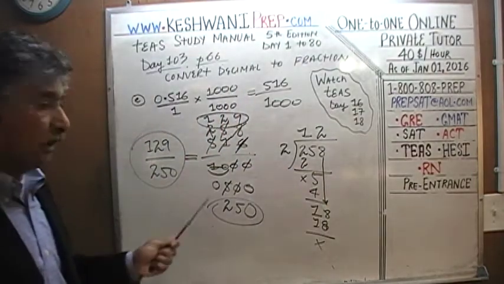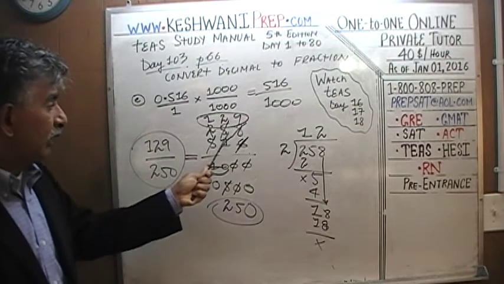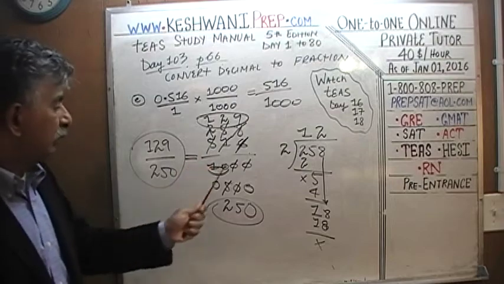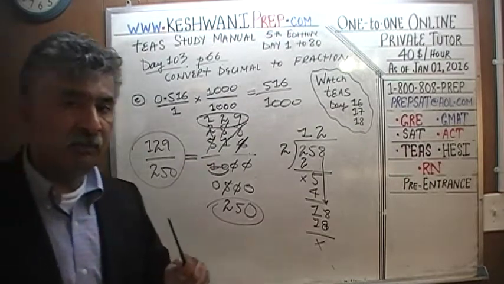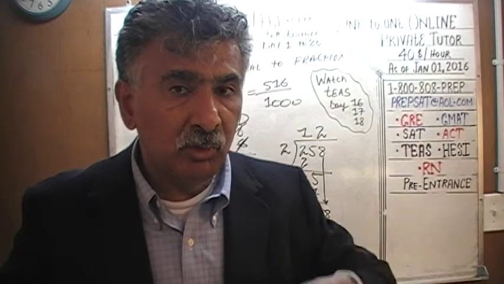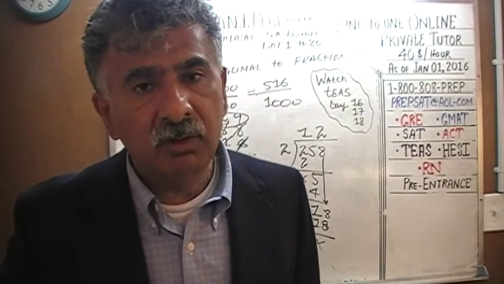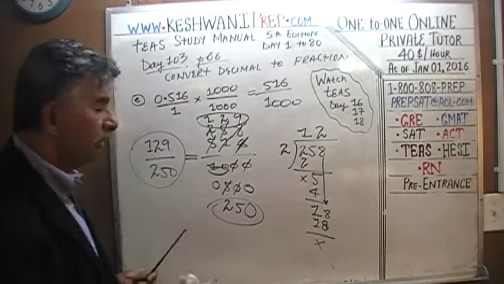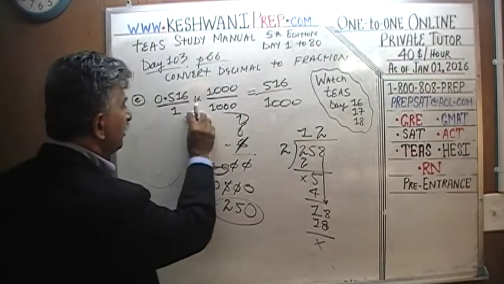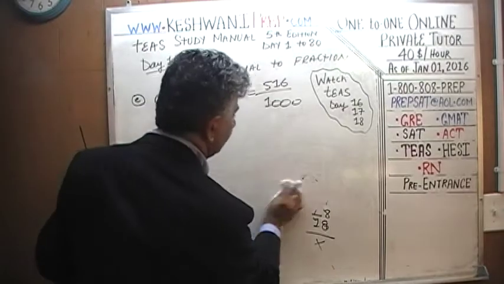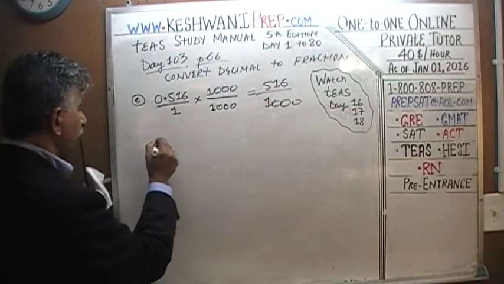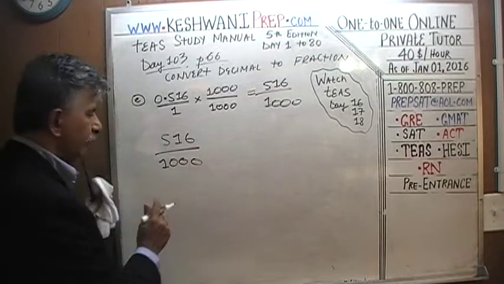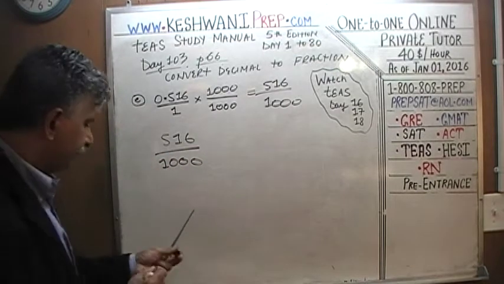Instead of doing it in two steps, we divided top and bottom by 2 and got 258 and 500. Then we divided top and bottom by 2 again and got 129 and 250. Well, if you can divide a number by 2 and divide the result by 2 again, obviously we could have divided top and bottom by 4 in one shot. Let's do that. We're going to divide top and bottom by 4, and watch what happens. So we have 516 over 1000.